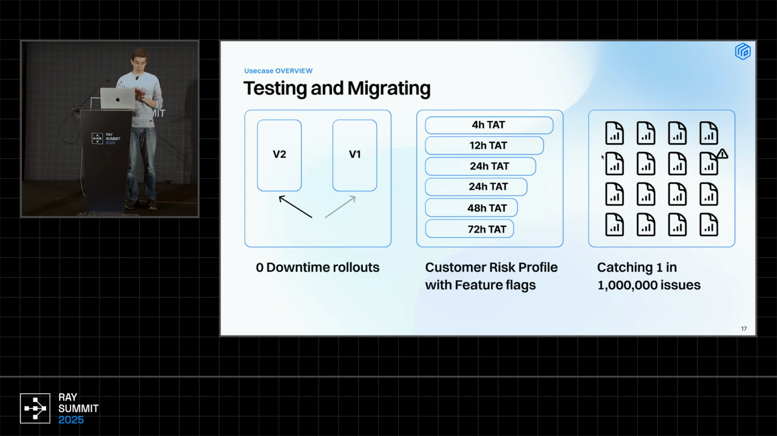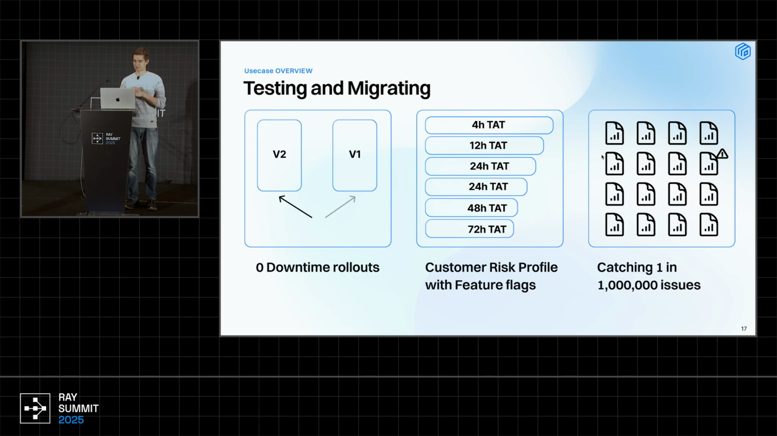So the next part of the talk, I wanted to talk a little bit about testing and migrating our application. There are a few important lessons or considerations to take into account. The first one is that we need to have a zero downtime rollout between our first version of the pipeline and the second. The second one is that different customers had different expectations and different tolerances for turnaround times for various SLAs. So we used feature flags to migrate different customers across the board.